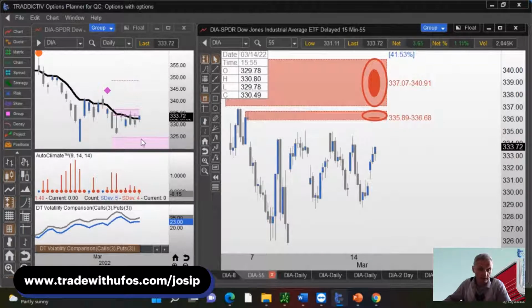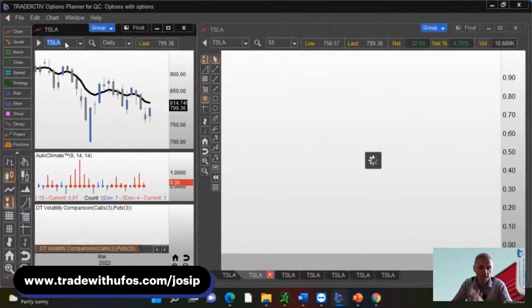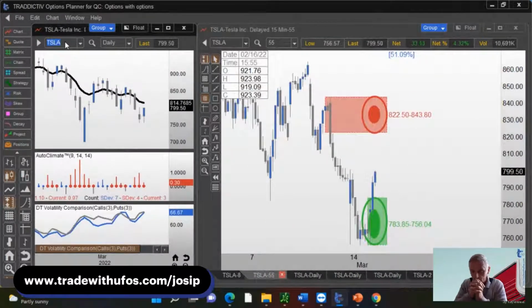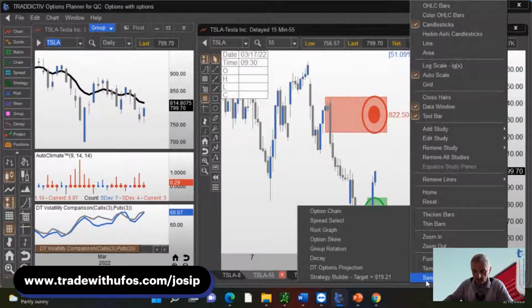And again, we picked the Dow Jones ETF because currently it's above the exponential moving average. Let's look at Tesla here. It's ripping, and I would look at the target here, 822. So same steps: single right click, go down where it says ascend to about 820. That would be my target.